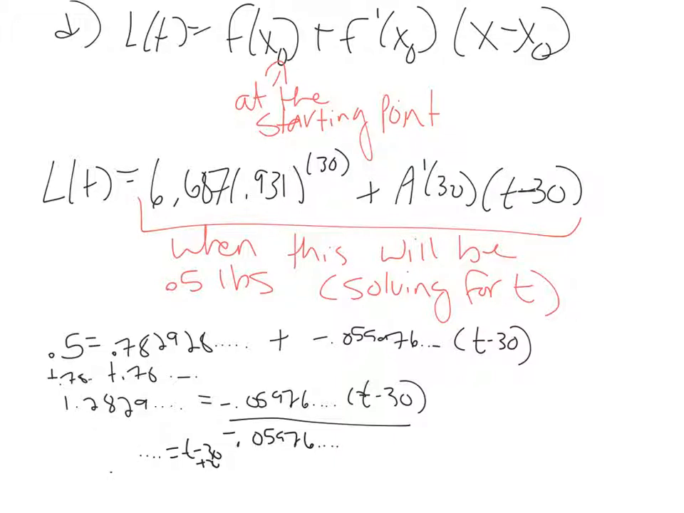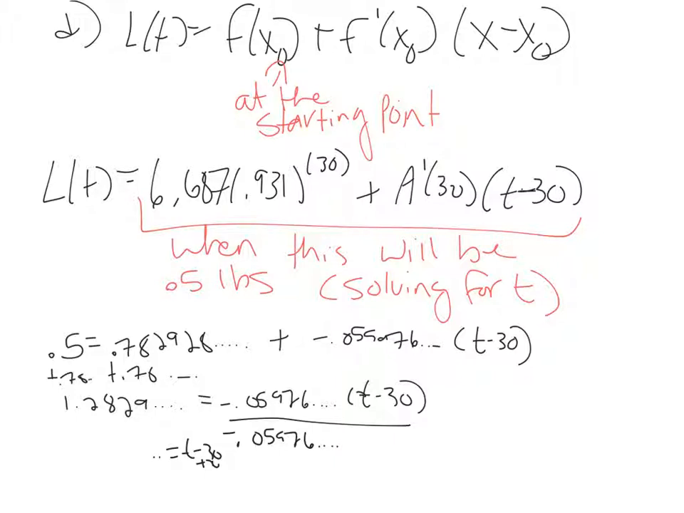Something went wrong here. Well, here's a good example. Something happened and I got 7. That's not right. I can't get 7 because t has to be bigger than 30. So clearly I did something wrong. So I'm going to go back and look at what I did. So I had 0.5. I'm just going to do 6.687 times 0.931 to the 30 just to double check.